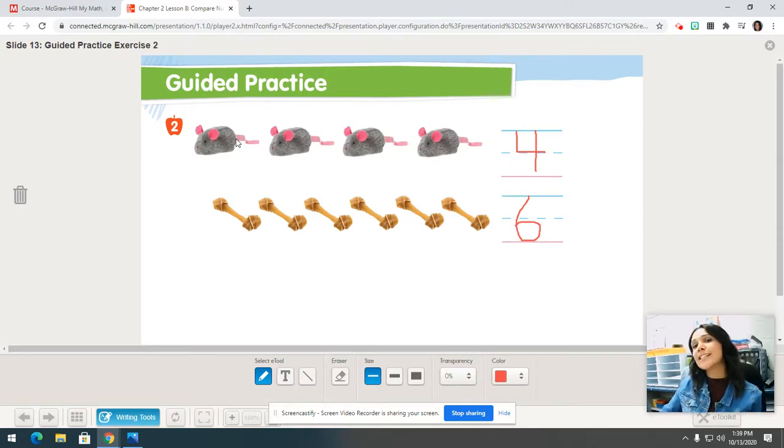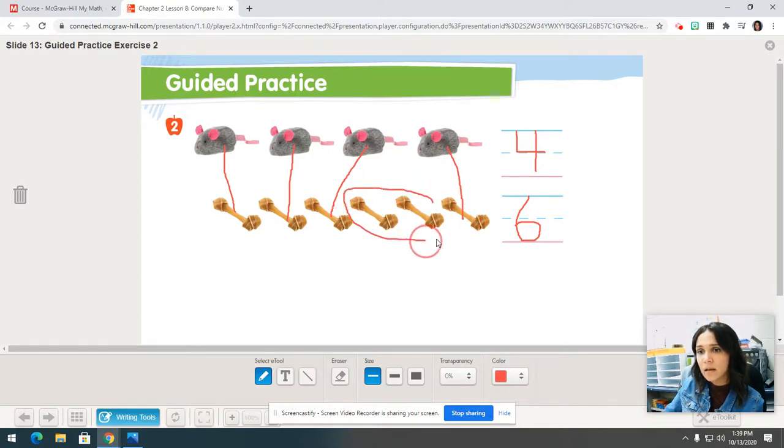Great. Now we need to draw a line from the mouse to the bone. Help me count. 1, draw your lines. 2, 3, 4. Wait a minute. We have more dog bones. If we have more dog bones, what does that tell you about 6? It is greater than. Good. Put a circle around the number that is greater than. And echo me. 6 is greater than 4.